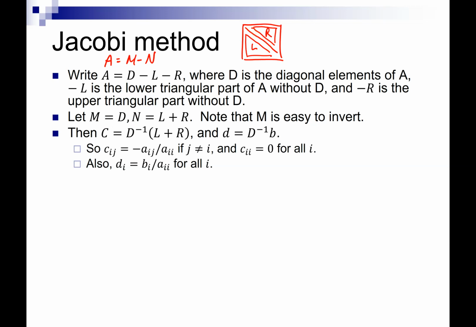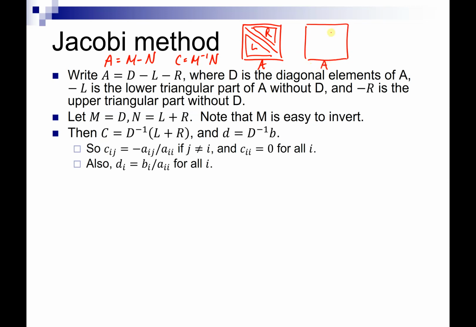Now we have that C equals M inverse N, and that's just equal to D inverse times (L plus R). And this vector here, d, is equal to D inverse times b. Now, we can actually compute this C matrix explicitly, because if you look at the ijth entry, let's say this is the matrix A over here, and let me draw A again.